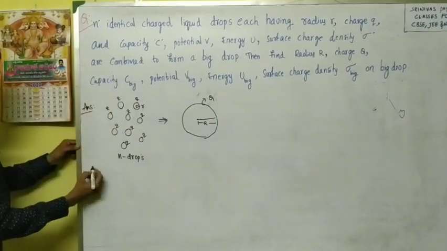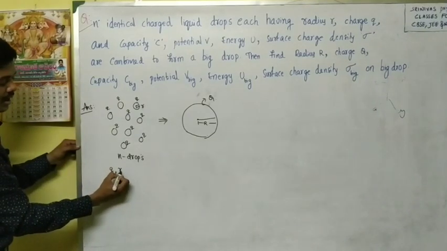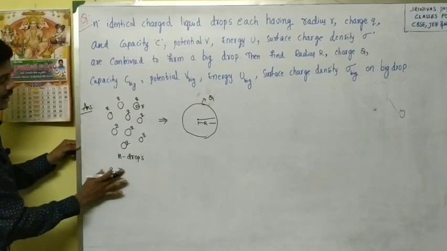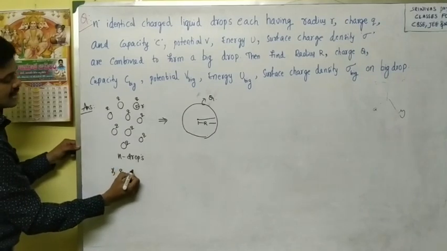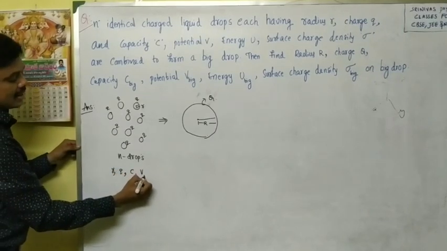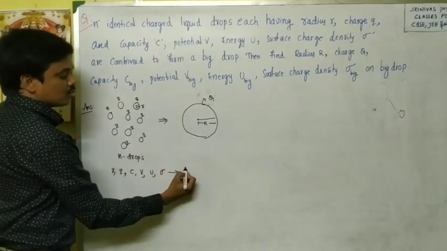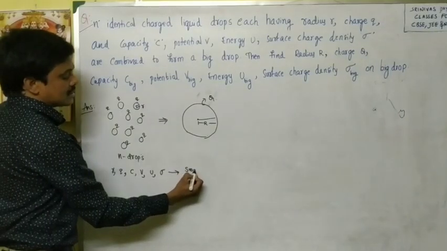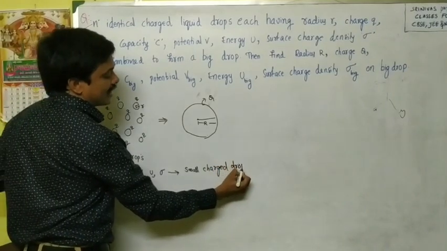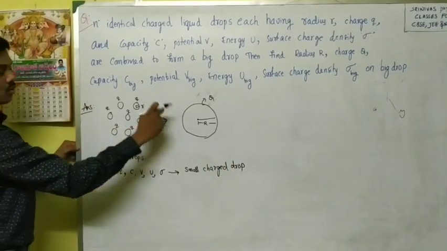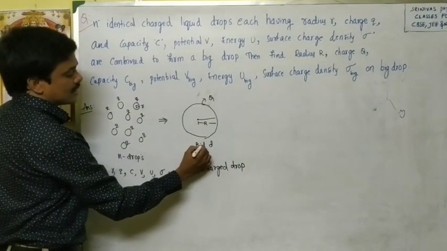First, let us see. These are small q, radius small r, capacity C, potential V, energy U, and surface charge density sigma. These all belong to the small charged drop, right? And when these are all combined to form the bigger drop, this is the big drop.